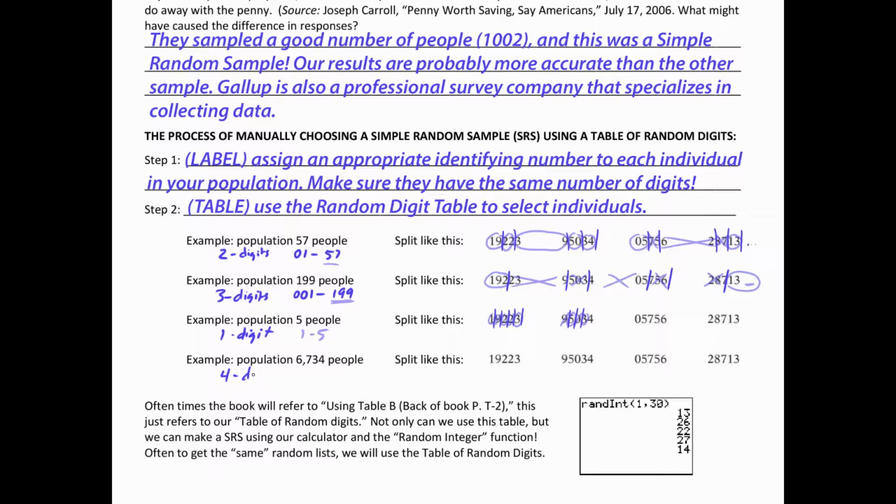That is 4 digits. And so we're going to have to split our list into chunks of 4. Circling the people that would work, I can go up to that amount. So I've essentially gone 0001 all the way through 6,734. So this number works. This number also works because it's in the 3,000s. I believe that number works because that's a 3.